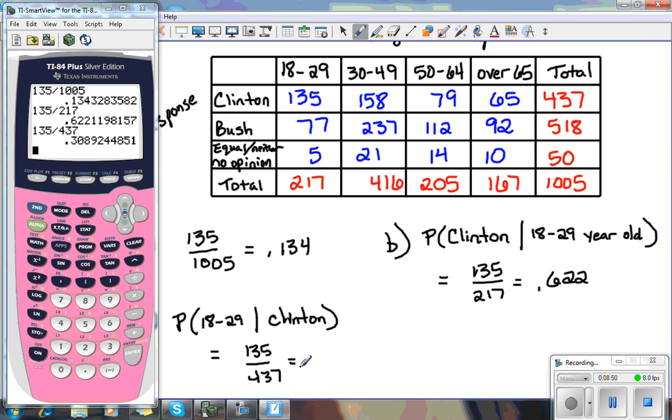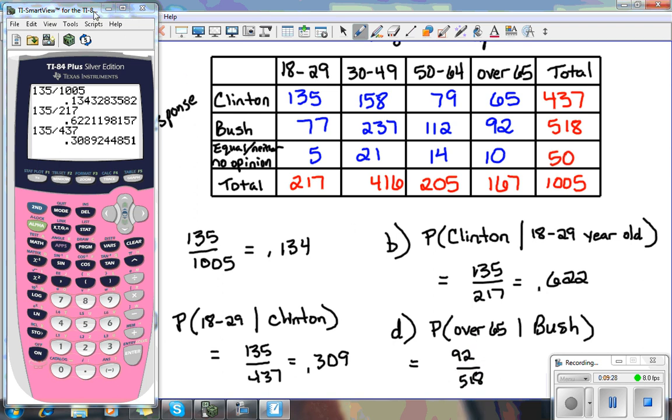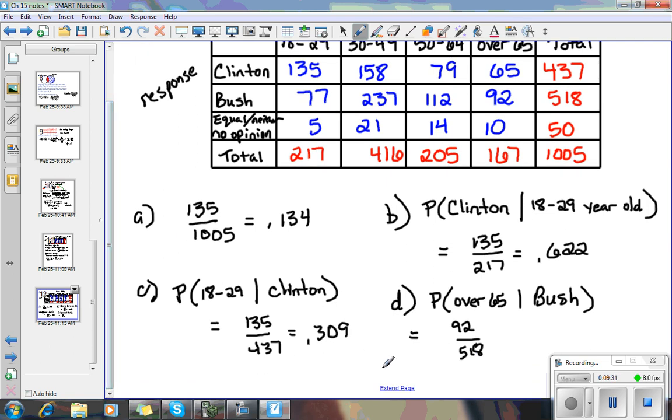And we get 0.309 if I round to 3 decimal places. And part D, if the person responded Bush, what's the probability that they are over 65? So given that they responded Bush, what's the probability they're over 65? So we're going to take given Bush, 518, 92 were over 65. Maybe I won't simplify that. I'll just leave it. You guys could do that part.